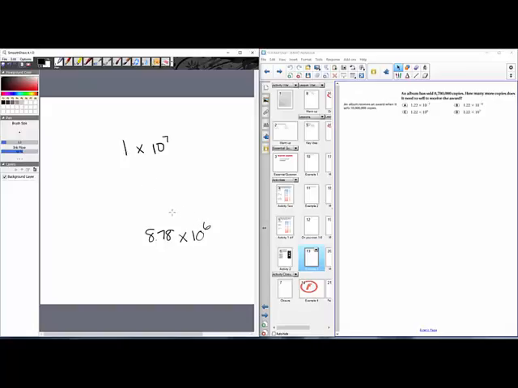We'll have to make these the same so I can actually subtract them. So I'm going to change this and put down 10 times 10 to the 6th. And now I can line up my 8.78 times 10 to the 6th. And when I do this, if I take 10 minus 8.78, I'm going to get 1.22 times 10 to the 6th power. And that's my actual answer here. It is right here, letter C.